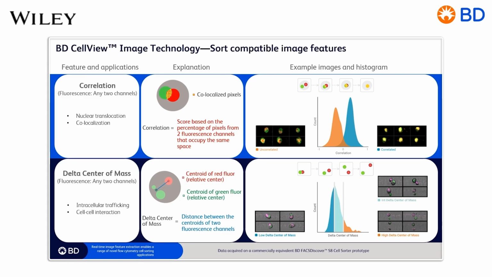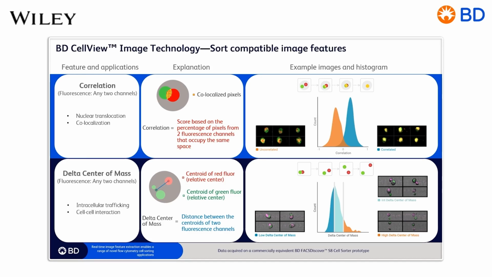Now delta center of mass is similar, but slightly different. This one measures the distance between the centroids of the two channels. In this case, the centroid, or relative center, of the red fluorescent signal is measured against how far away it is from the relative center of the green fluorescence channel. So you have the two green dots and the one red dot, and that blue line represents the distance between their relative centers. This is really good for intracellular trafficking.